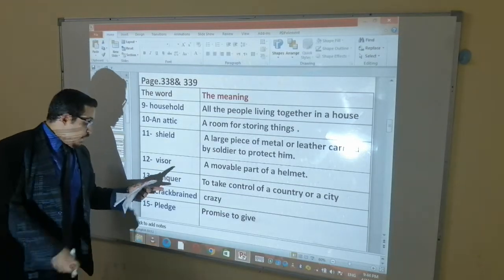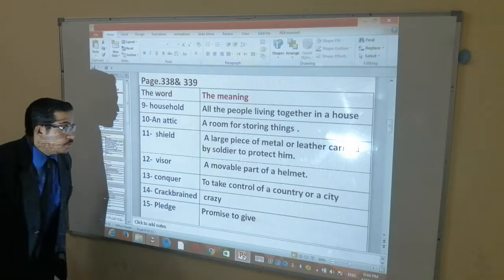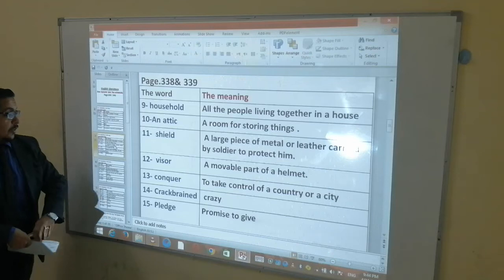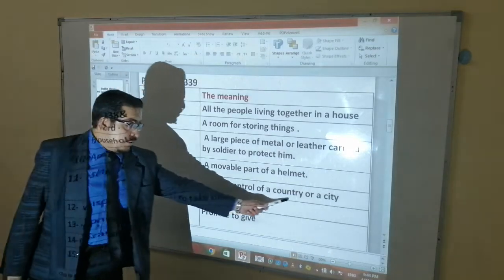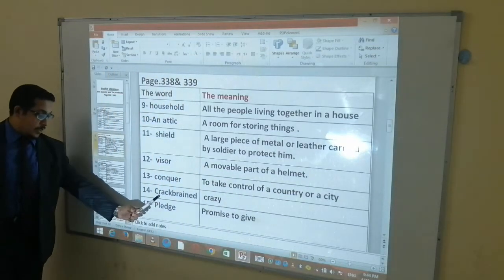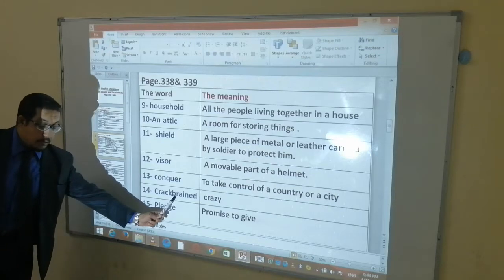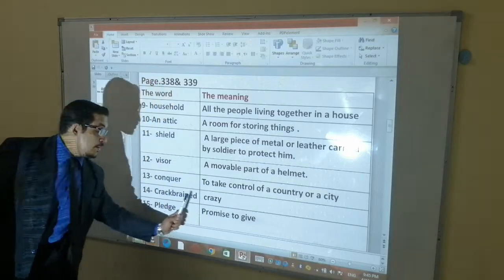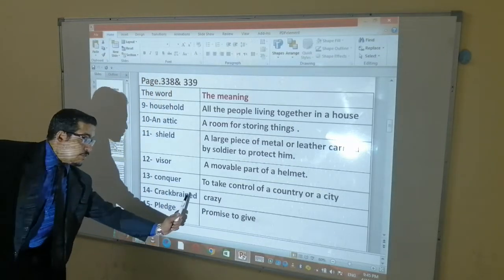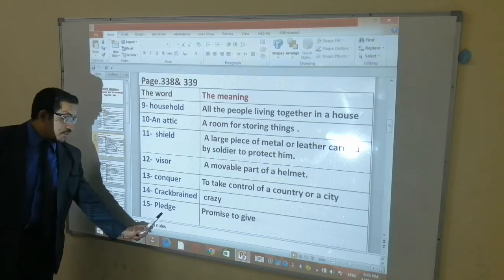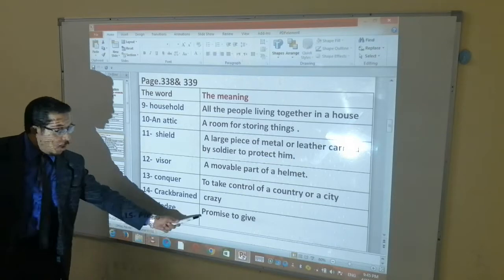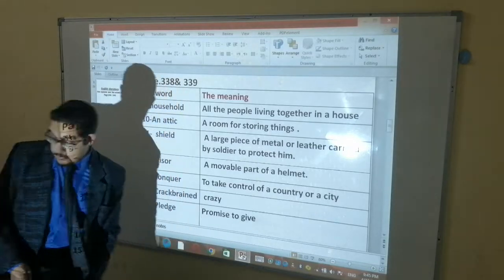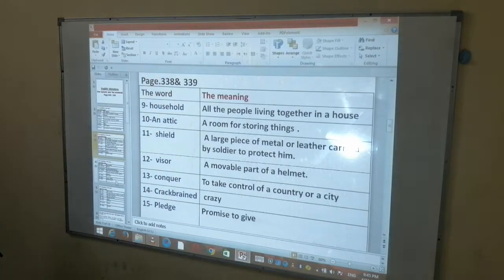The next word that we have is conquer, to take control of a country or a city. The next one, crack brain, crazy. Pledge, promise to give. Let's move to the next slide.